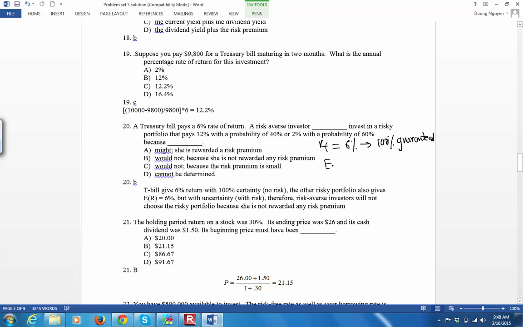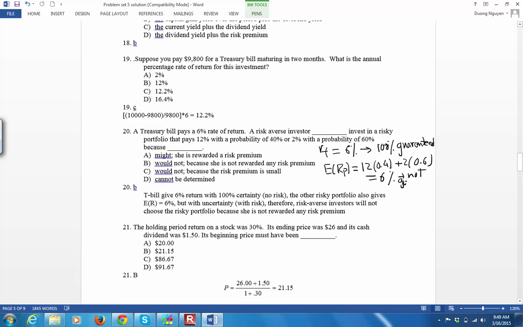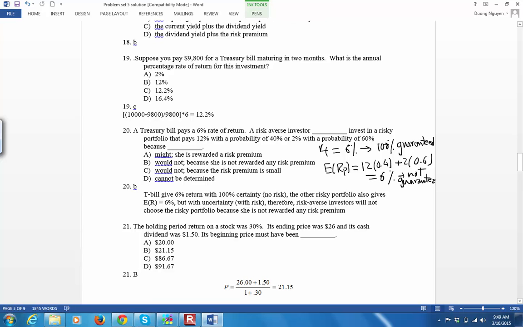But for the other portfolio, you have to get the expected return, which is 12% return times the probability 0.4, plus 2% times the probability 0.6. It is also equal to 6%, but it's not guaranteed. Obviously it's not guaranteed because you have standard deviation in here. So you have a chance, you can get more than 6, you can get less than 6. On average you expect to get 6 only, but it's not guaranteed. But for the risk-free rate, you get 6%, and it's a 100% guarantee.